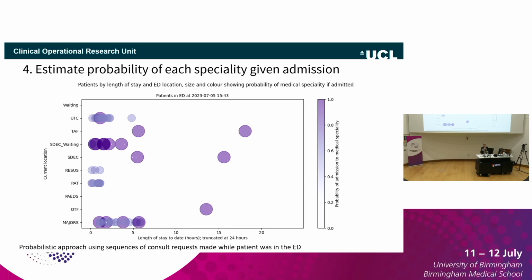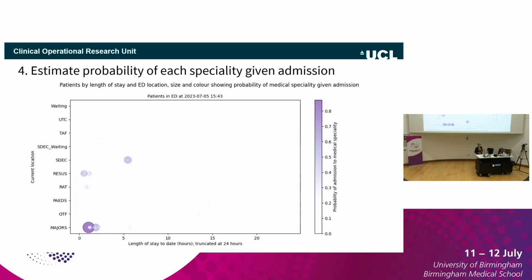So now we've got 2 probabilities: the probability of being admitted, and the probability of being admitted to a given specialty. You can multiply those to get a sense of each patient's probability, if they're admitted, of being admitted to a medical specialty. So now we've got one patient in majors, who hasn't been there very long, but has a very high likelihood of admission.